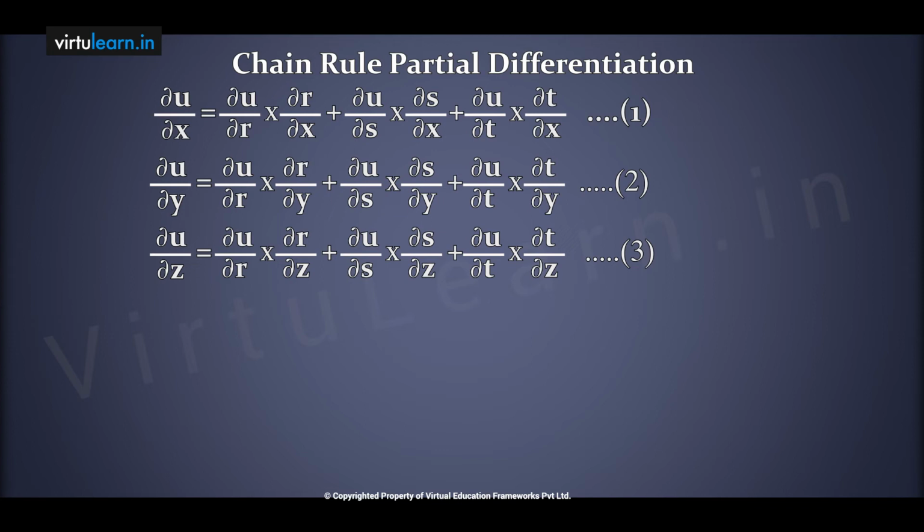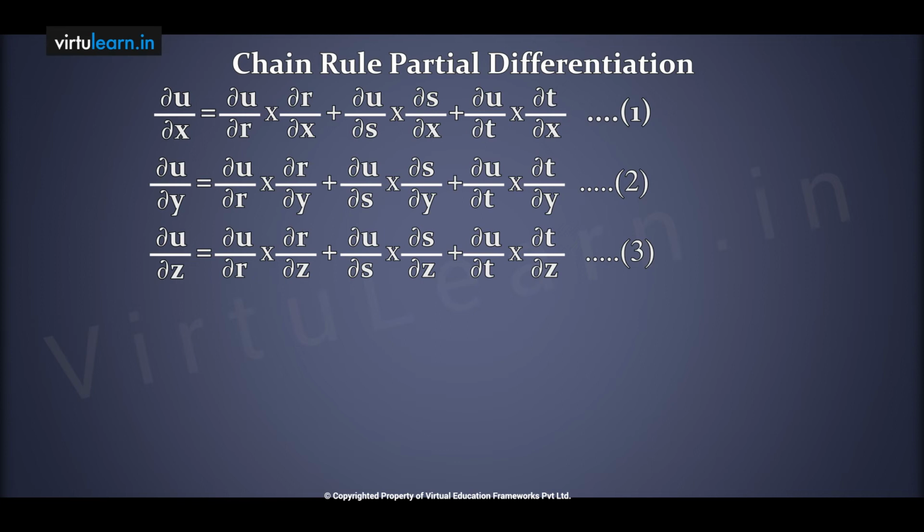There is no y and z. If you are writing ∂u/∂y, observe the denominators only with respect to y: ∂r/∂y, ∂s/∂y, ∂t/∂y, like that. This is important. ∂u/∂z means with respect to z I am doing here. Observe the denominator terms, only z terms: ∂r/∂z, ∂s/∂z, ∂t/∂z. These are the important words while writing the formula. This is the observation point.